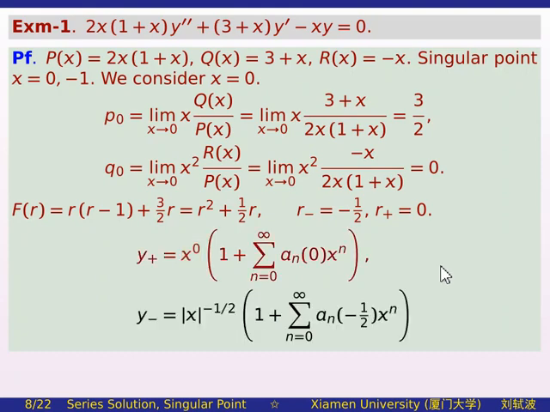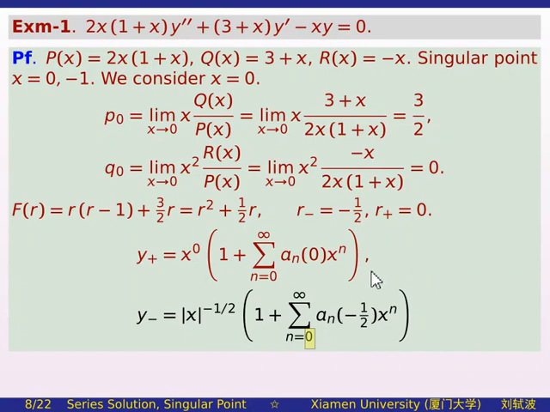And for y minus, the singular part is present, that is x to the minus 1/2. So y minus is this function which is singular at the origin, x equal to 0, multiplied by a good function, that is an analytic function. As before, this should be from 1 to infinity.